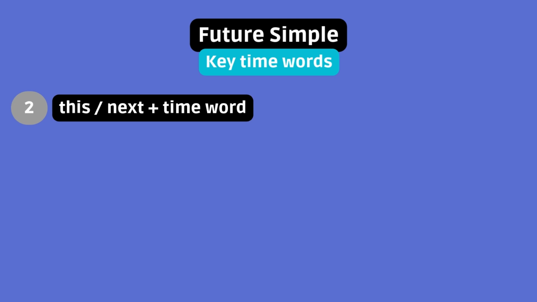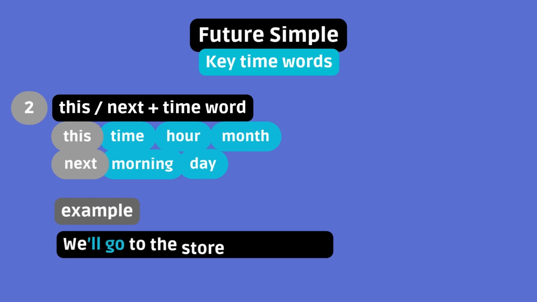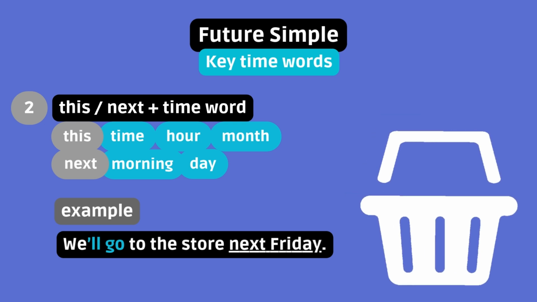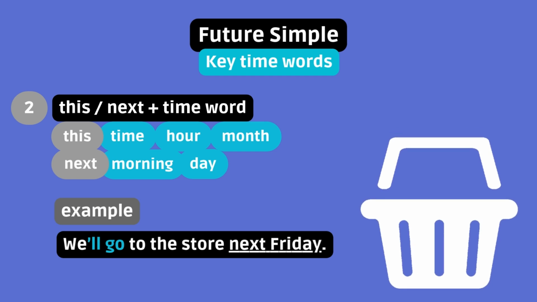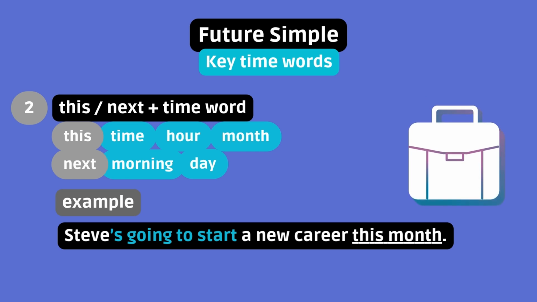This or next plus time word. This time, next morning, this hour, next day, this month. Example, we'll go to the store next Friday. The following Friday marks the time we go to the store. Steve's going to start a new career this month. The new career start is taking place at some point in the future, but during the current month.